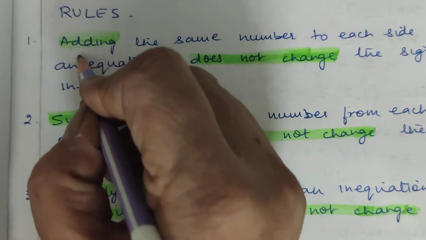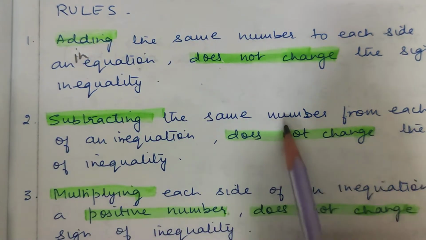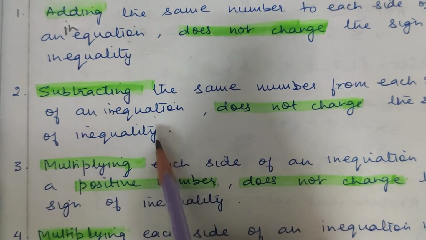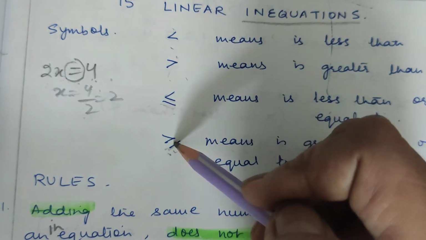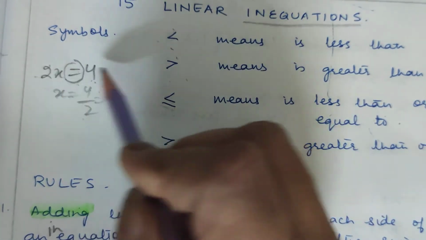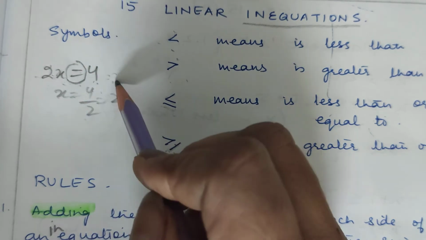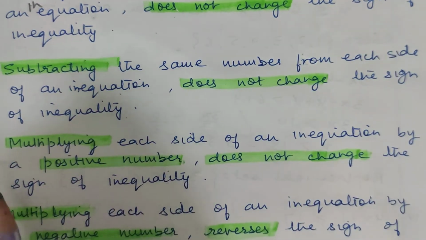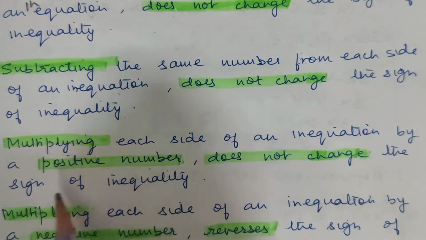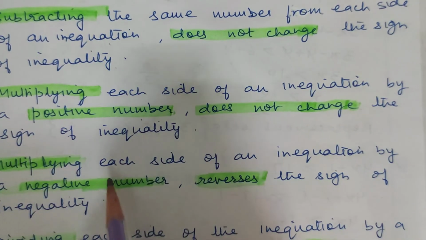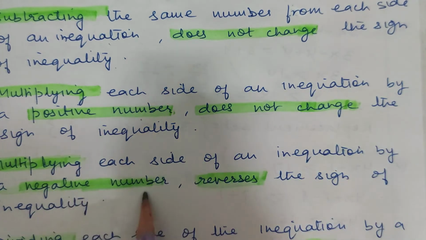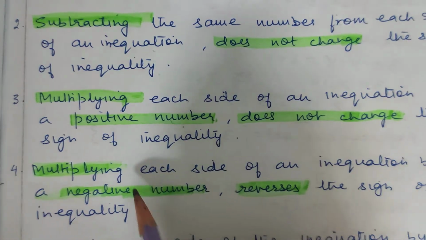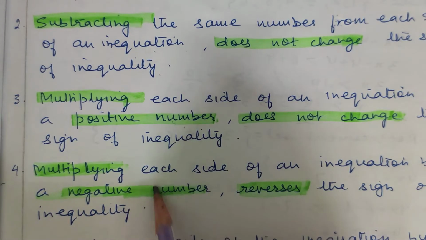This is an inequation. Then subtracting the same number from each side of an inequation does not change the sign of the inequality. These signs do not change in case of adding a number to both sides or subtracting a number from both sides. Then multiplying each side of the inequation by a positive number does not change the sign of inequality. Multiplying each side of an inequation by a negative number: in case of a positive number there is no change in the sign, but in case of a negative number the sign changes.